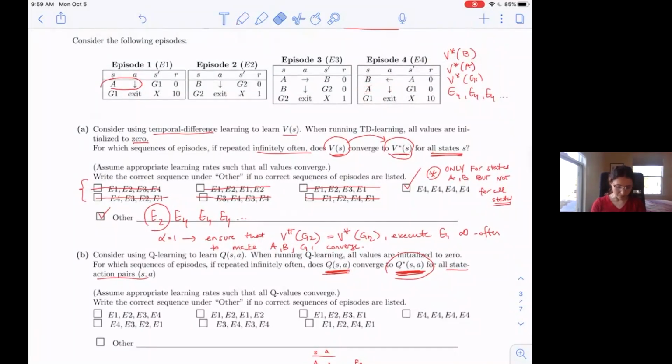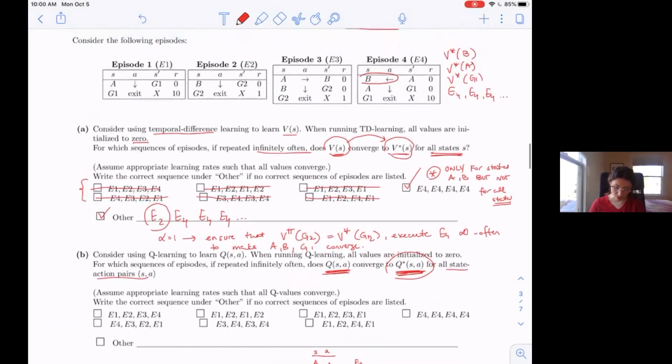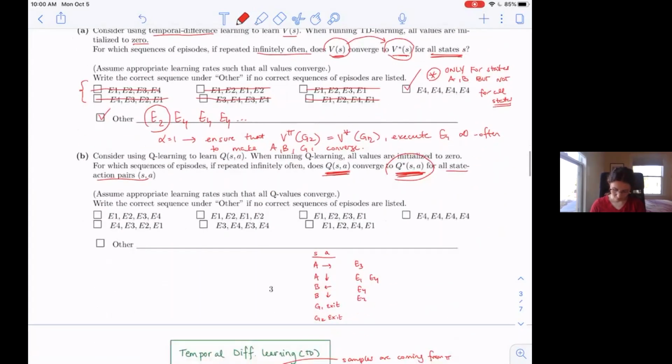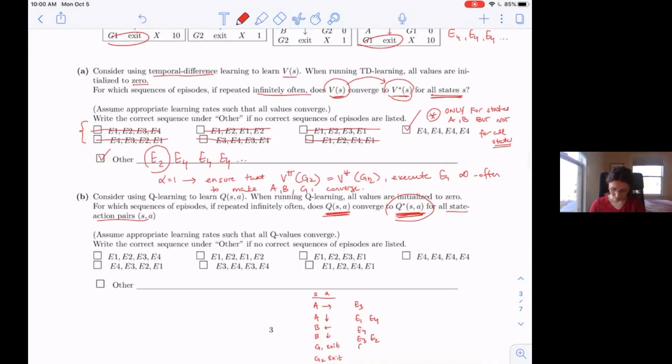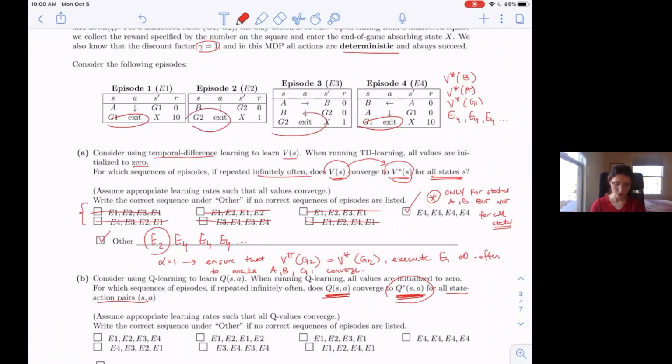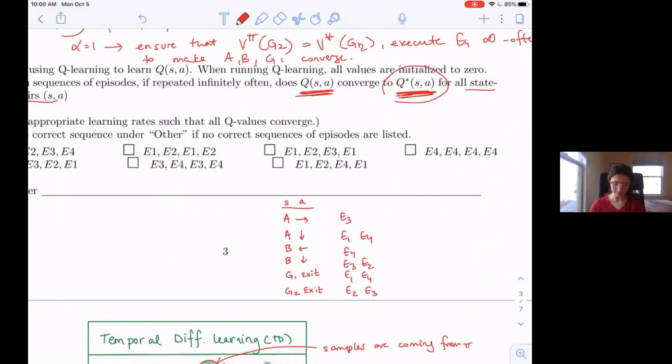What about B going left? So B going left is in episode 4. That's the only one that contains it. And then B going downwards is in episode 3 and episode 2. What about G1 exit? So G1 exit is going to be in episode 1 and episode 4. And then G2 exit is going to be in episode 2 and episode 3.